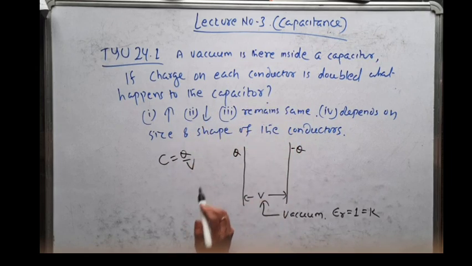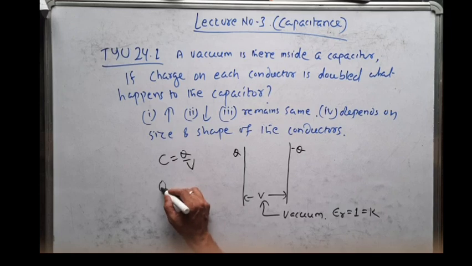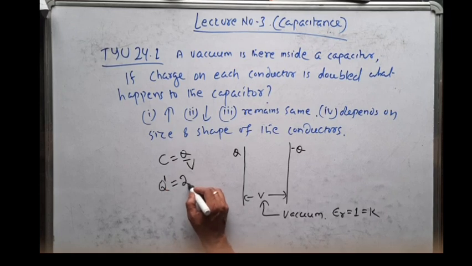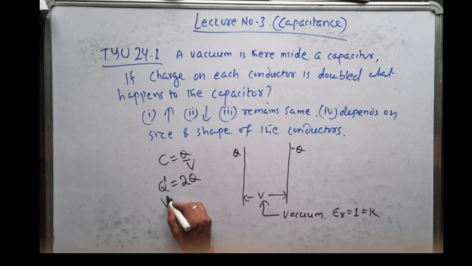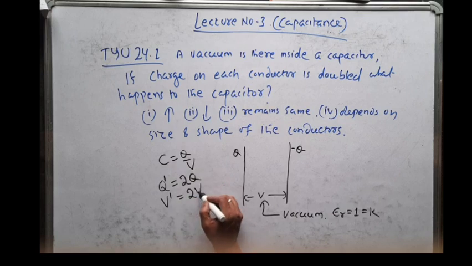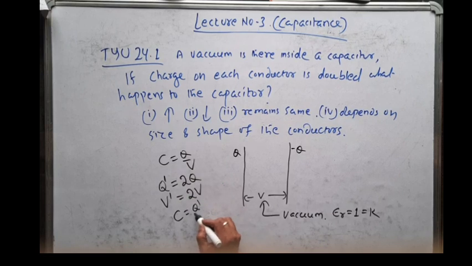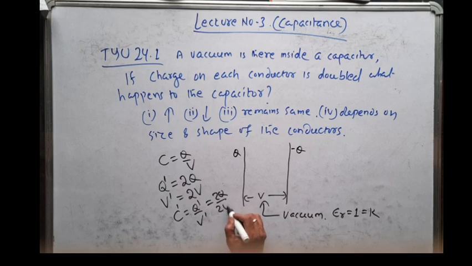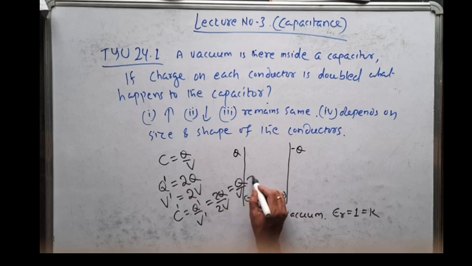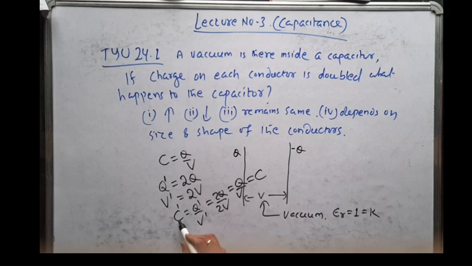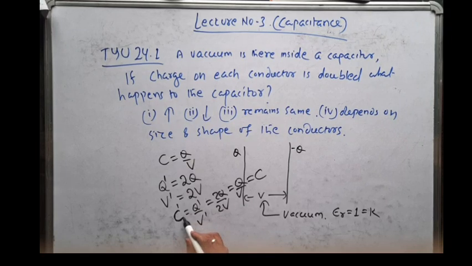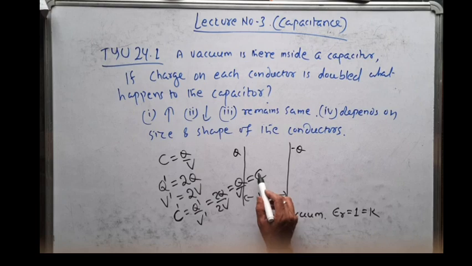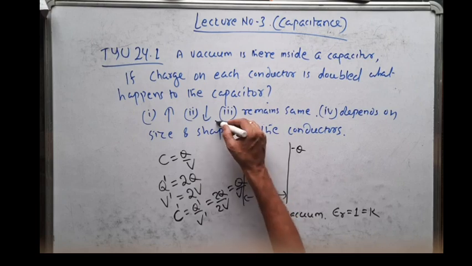I have already discussed in the theory, if charge is doubled, that means the new charge Q dash is equal to 2Q, then automatically the new voltage will also double. If charge is double, voltage will be double, then what is the capacitance? Capacitance is equal to Q dash by V dash, which is equal to 2Q by 2V, which is equal to Q by V. So Q by V is nothing but C. That means the new capacitance will be the same as the original capacitance. So our answer remains the same.